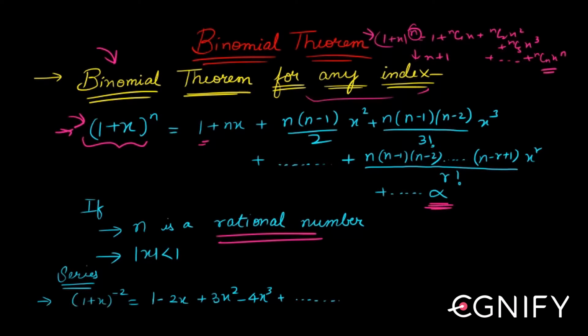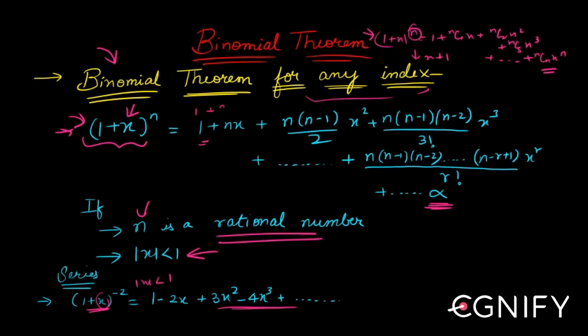Especially, in fact, when your |x| is less than 1. So if the modulus of this value is less than 1 and n is a rational number, then what you have to accept for now is that the number of terms just keeps on going. It just tends to infinity. So something like (1+x)^(-2), and if your |x| is less than 1, then it just keeps going. The number of terms are infinite. So it starts in a similar manner.